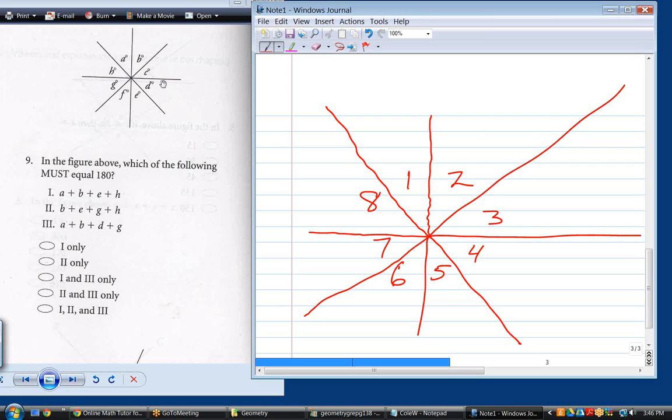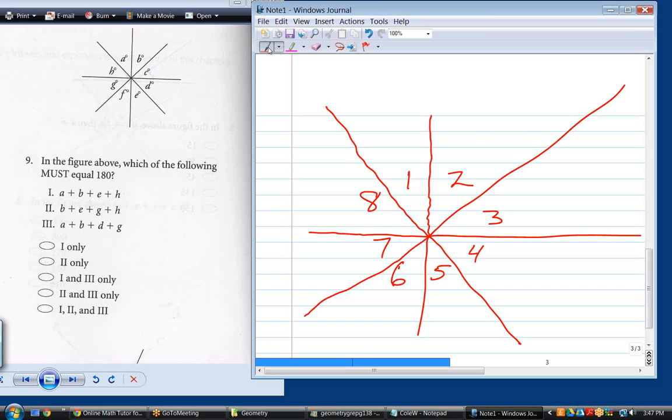But there's a couple of geometry principles at play. Remember that if you take any two lines and cross them, then that angle is equal to that angle, and that angle is equal to that angle. They're called vertical angles. Okay? So what angle is equal to 1? 5. 2? 6. 3 is the same as 7. 4 is the same as 8.